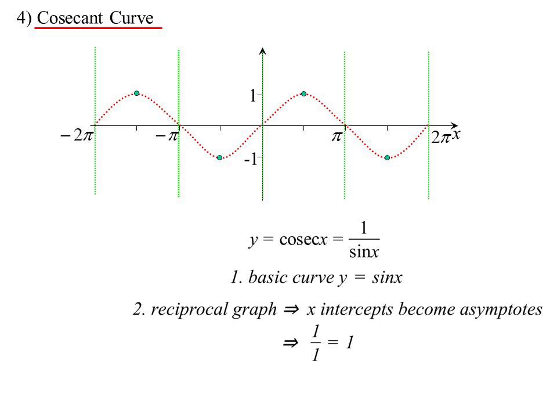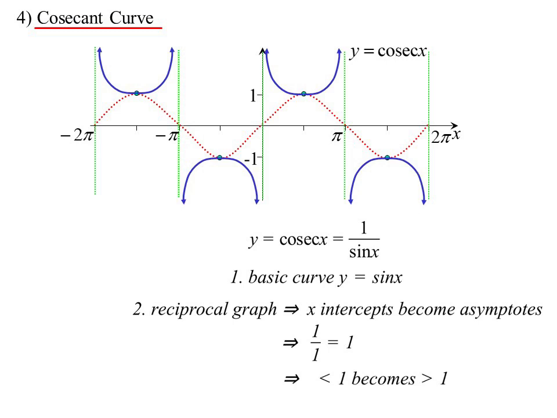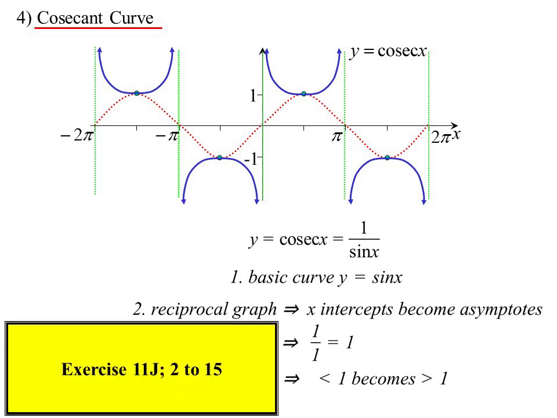And we've got to bend towards the asymptotes. We end up with these U shapes. They're not parabolas, they're just U shapes. So y equals cosecant of x. So 11J is just looking at drawing our different trig functions.